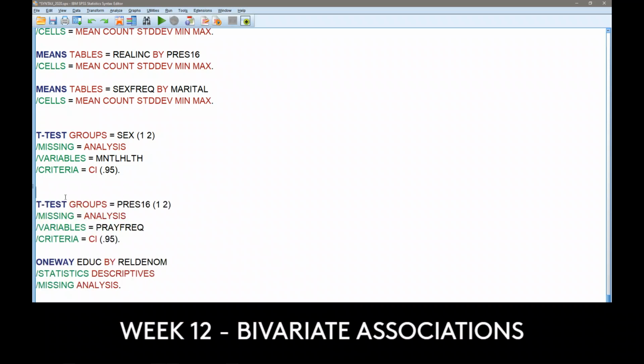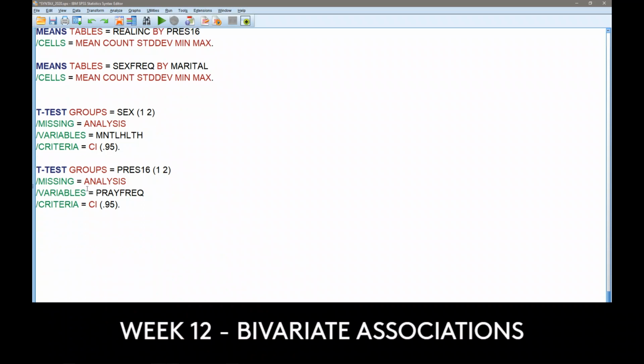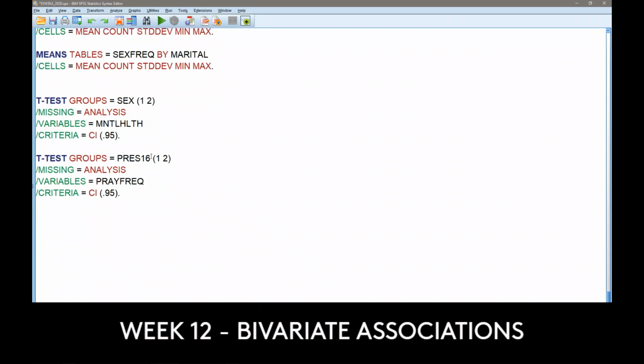Okay, let's go ahead and run another t-test. Again, I want to specify the two category variable here. I'm going to use the president variable again with 1 and 2, Clinton and Trump response categories, same code after that.